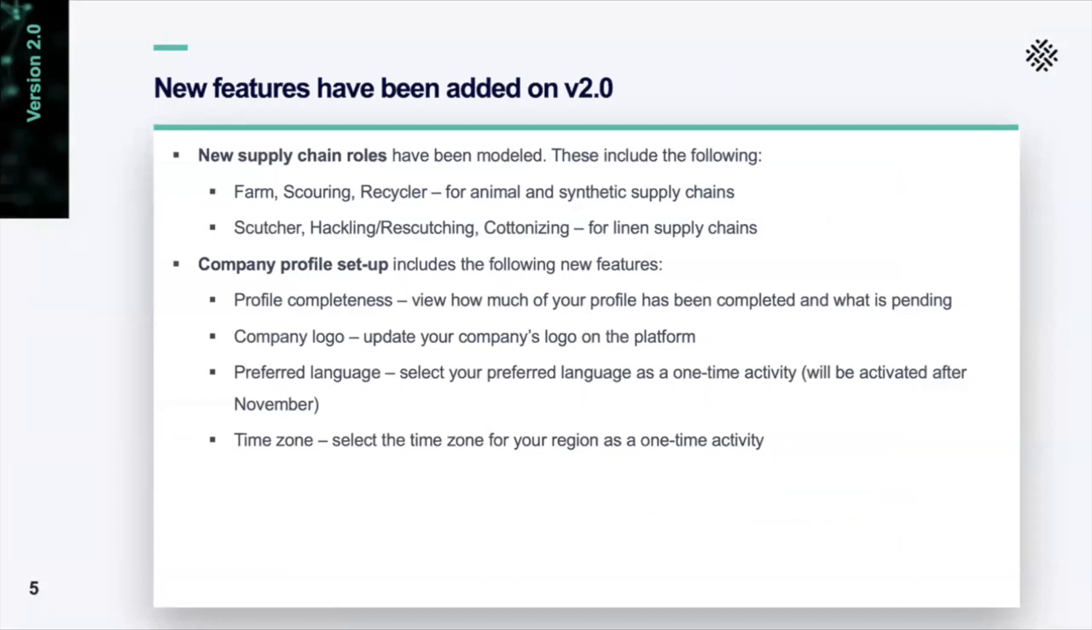new system. From a company profile setup as well, there are some new features. So there is a profile completeness feature that will now be there. So you can see how much of your profile has been completed and what is pending from your side to complete the profile. You can now upload your company logo onto the platform itself, and we'll show you how to do that. You will be able to select a preferred language as a one-time activity. So for example, if you want to view the system in Chinese or Turkish, you can select that as a preferred language. This will not be active as of tomorrow, but will be activated in early November.